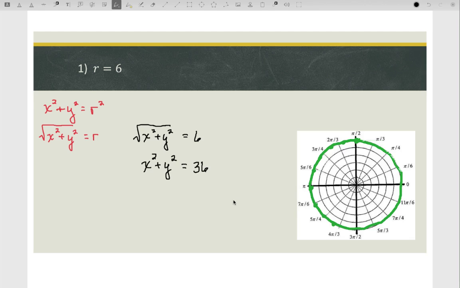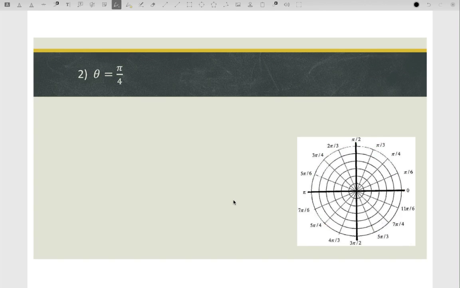Let's take a look at another one. In this one, we're given that theta is equal to pi over 4. Again, think of what that would look like on a polar graph. We want the set of points where the angle is always pi over 4. Well, we know pi over 4 is right there. So if we think of the set of points all along that angle and extending into the opposite side of the pole, we end up with the graph of a line that goes right through the pole.